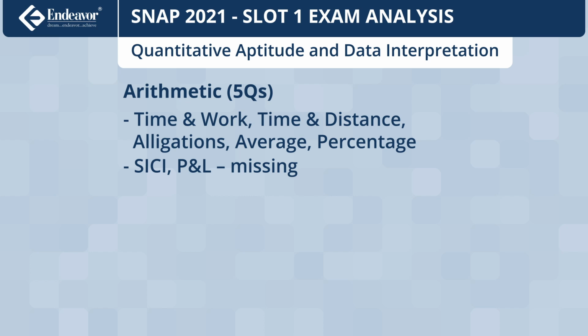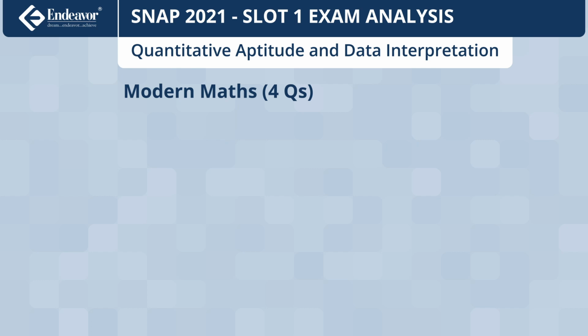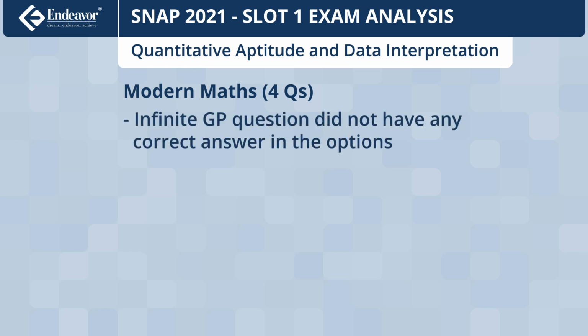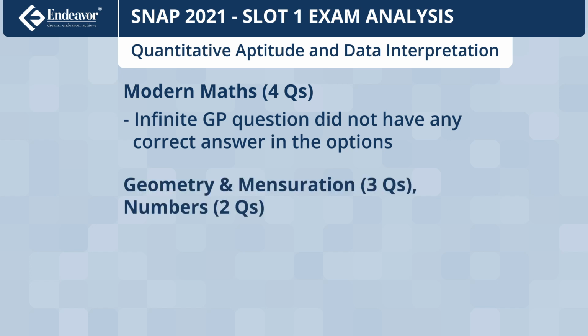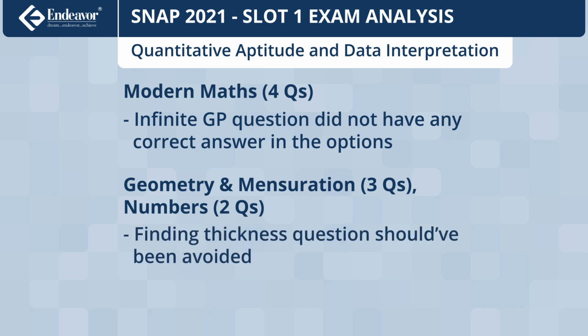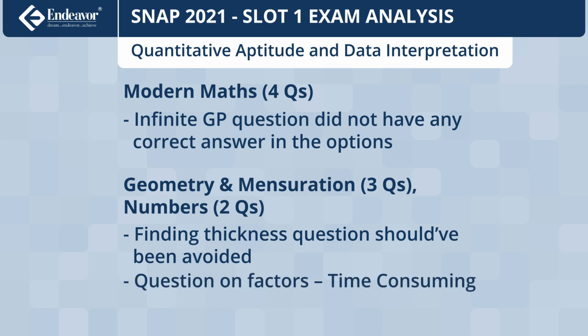Topics like SICI and profit and loss were missing. The paper also included close to 5 questions from algebra with a question on logarithm, binomial expansion, etc. There were 4 questions on modern maths comprising a question each from permutation, probability and progressions. The question on infinite GP did not have the correct answer given in options. Apart from this, there were 3 questions from geometry and mensuration and 2 questions from numbers. The question on mensuration that involved finding thickness should have been avoided, while the question based on factors that required the value of a plus b plus c might look tempting but can end up wasting the time of test takers.